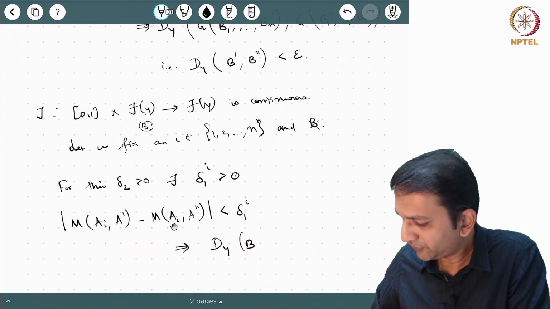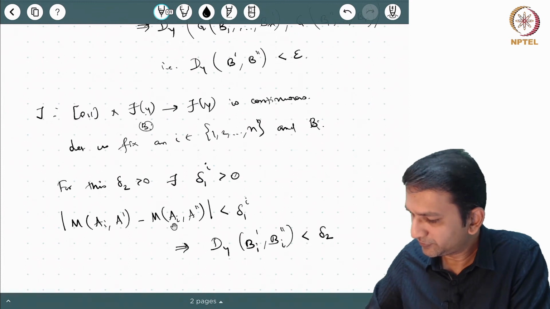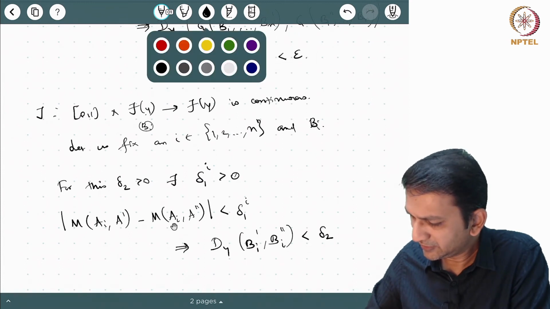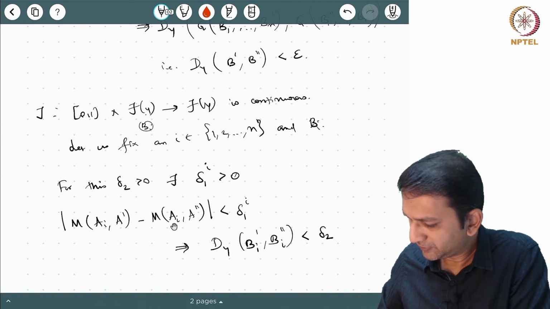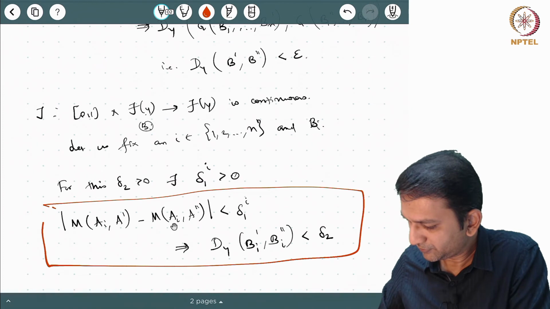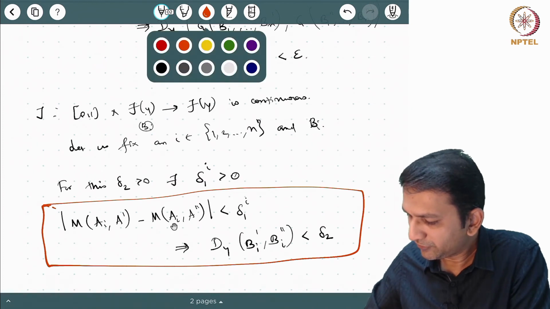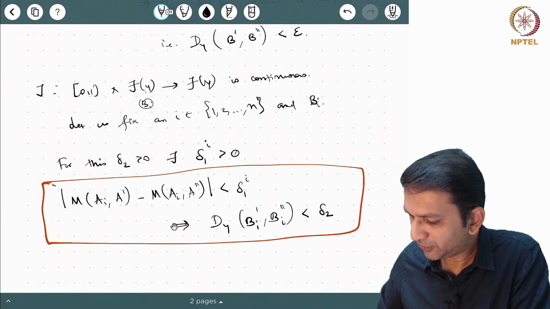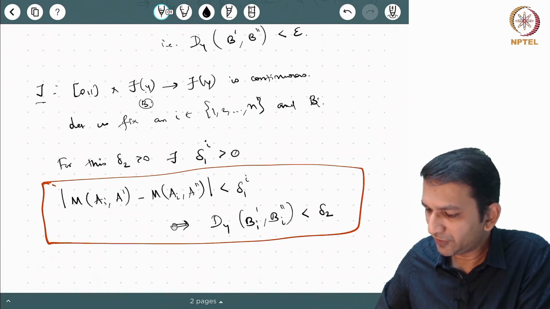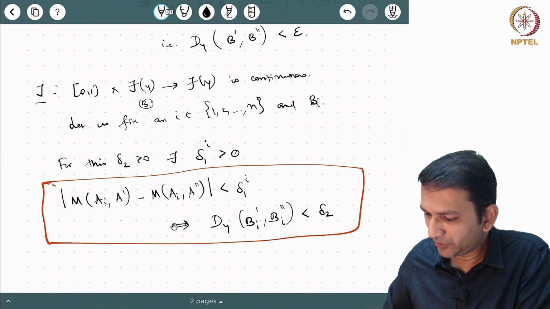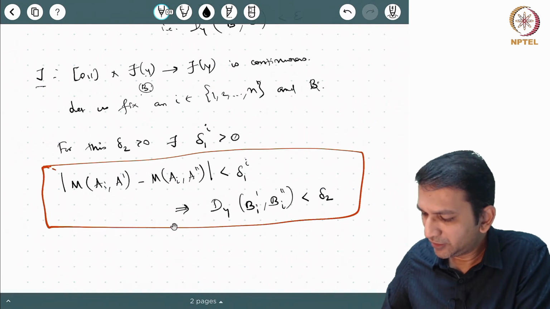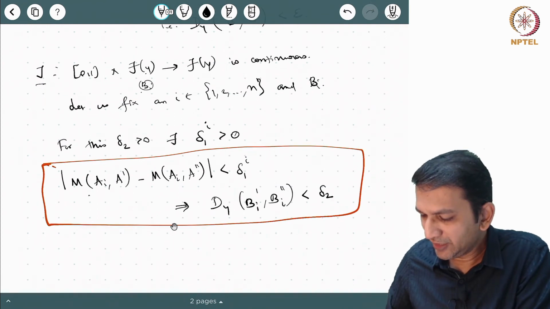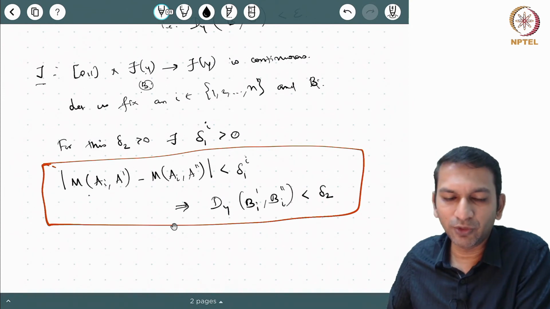dy of bi', bi'' is in fact less than delta 2. Note that we are getting this because of continuity of g. What have we done? We have fixed a particular i, and once we fix a particular i, we are looking at what happens to g as a function of a single variable, because one of the components we have fixed.